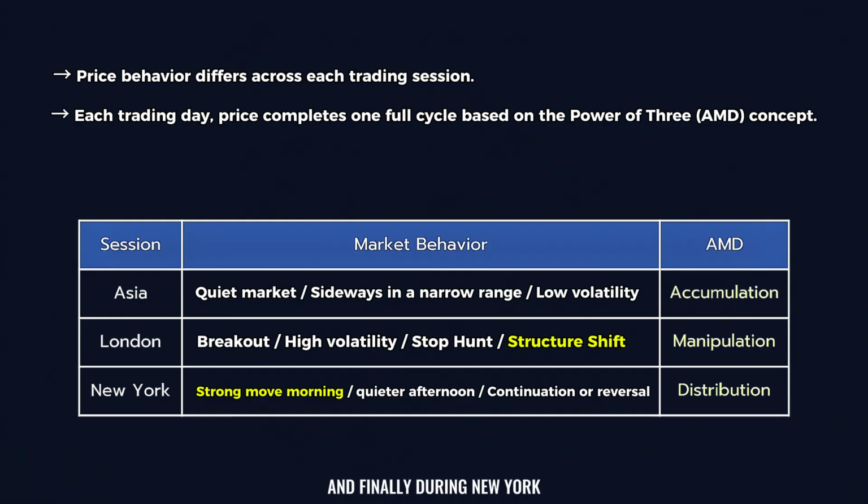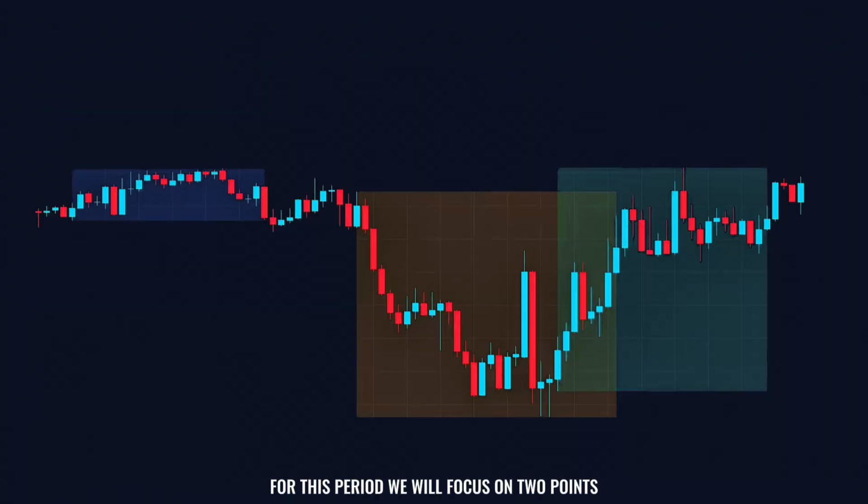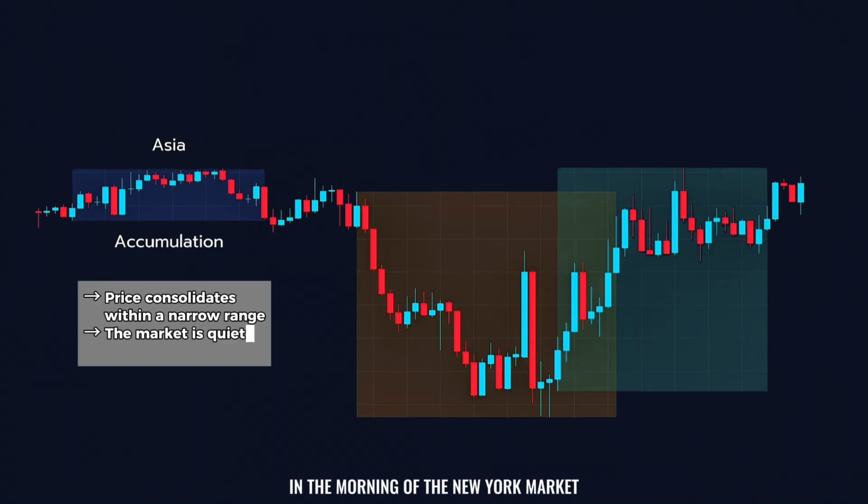And finally, during New York, the price will rise. After that, it'll be quiet in the next period. This area is the distribution of large amounts of goods released at an expensive price. For this period, we will focus on 2 points. The first is the structure shift when the London market is about to close. And the other is when the price rises in the morning of the New York market.